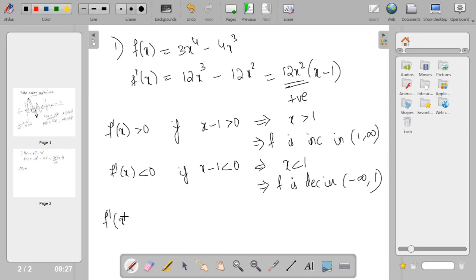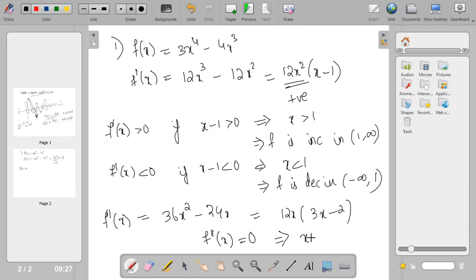Now similarly, taking f double dash of x, that will be 36x square minus 24x. So that will be 12x into 3x minus 2. So if you take f double dash of x equal to 0, that will give x equal to 0 and 2 by 3. So these two will be the points of inflection. For x equal to 0 and x equal to 2 by 3 are points of inflection. So at these points the concavity is going to change.